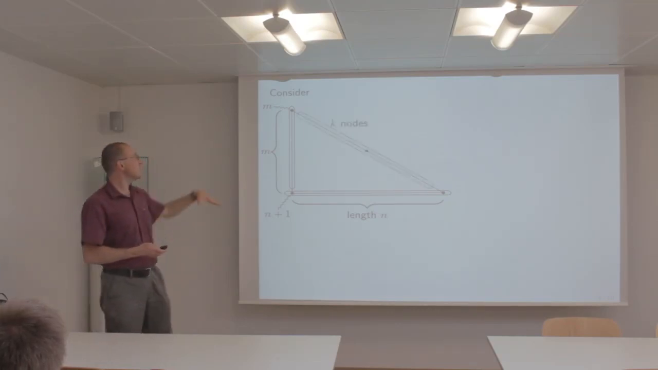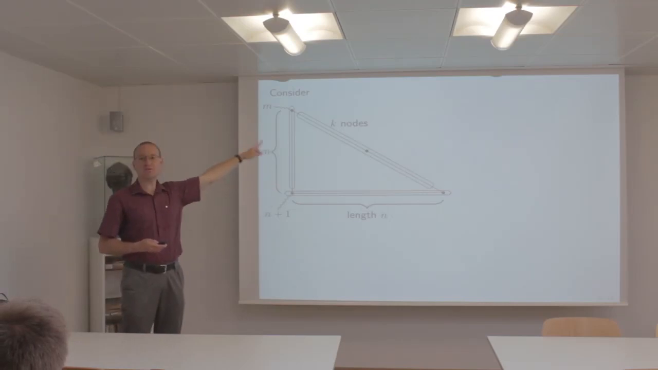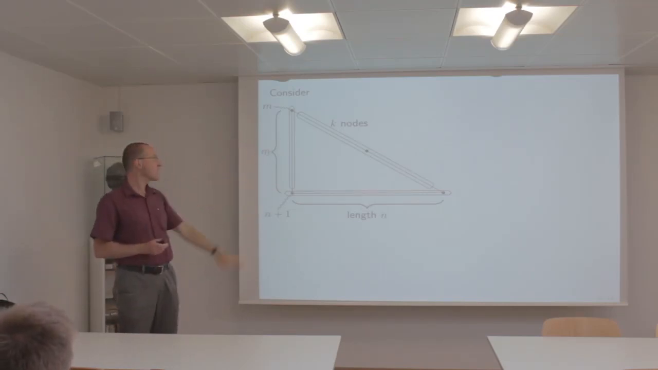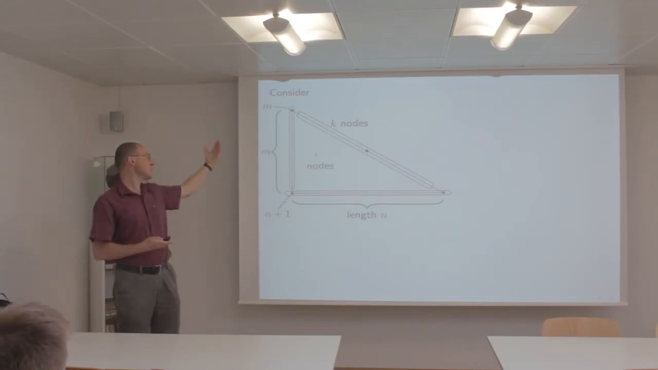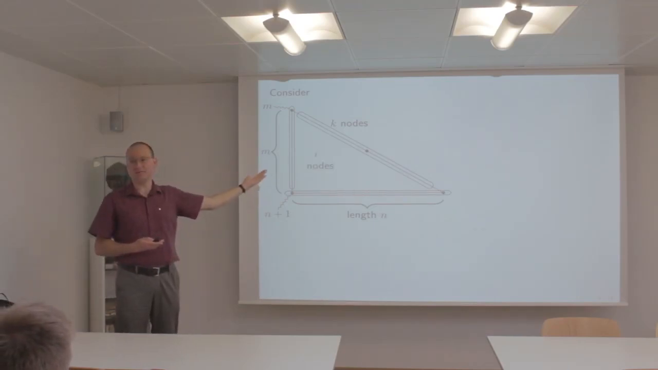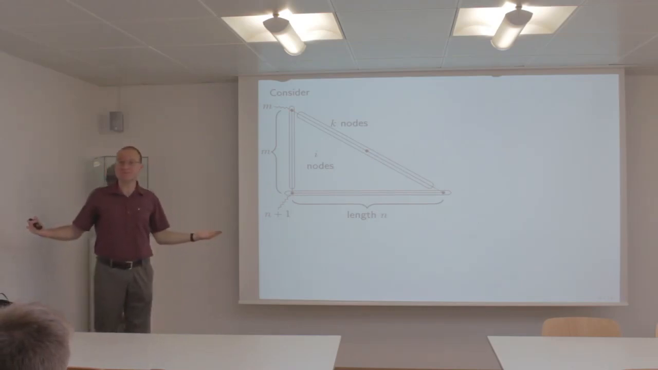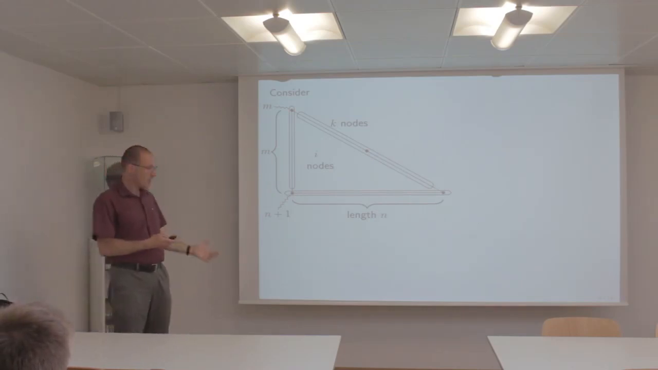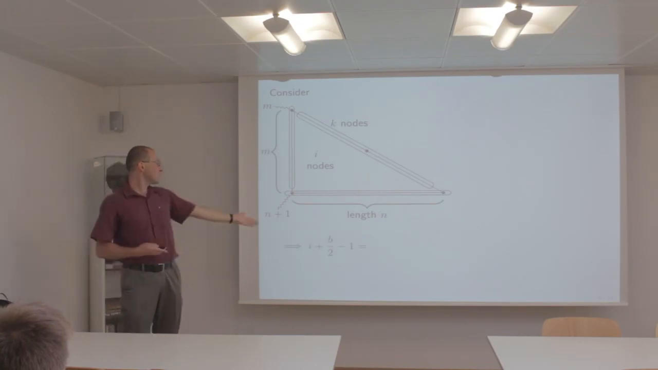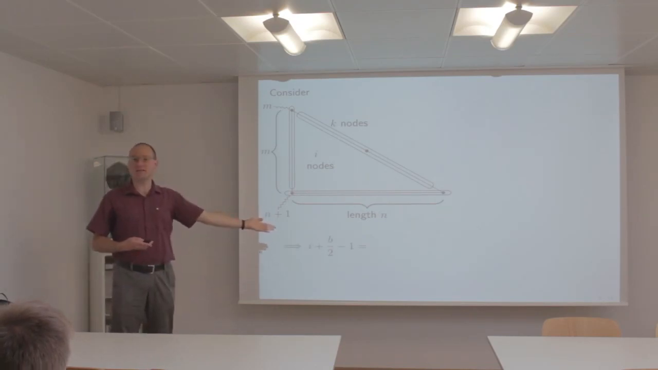For now, let's just call it k. You have k further nodes on the hypotenuse, excluding the two vertices. We call it k. And inside, let's say that you have I nodes. Again, if you really want to, you can calculate I, but it's difficult. We'll avoid it altogether. Now we have to look at the quantity I plus b over 2 minus 1.